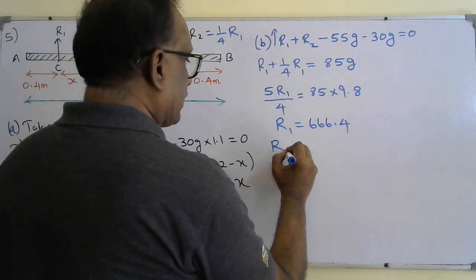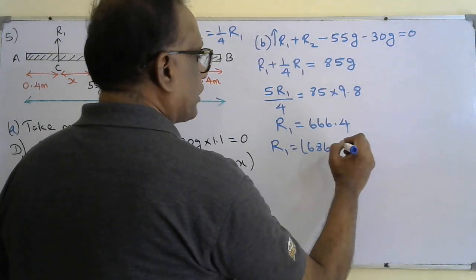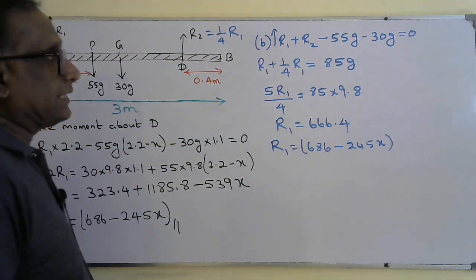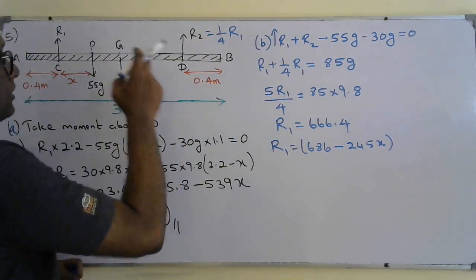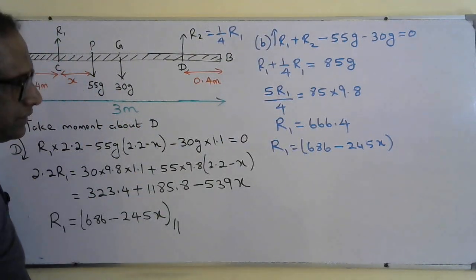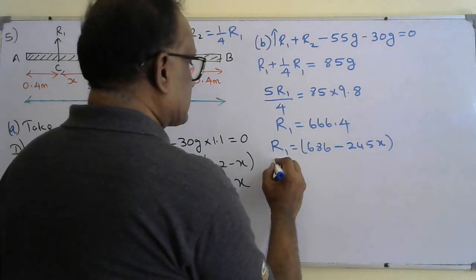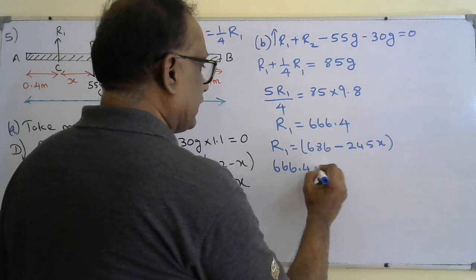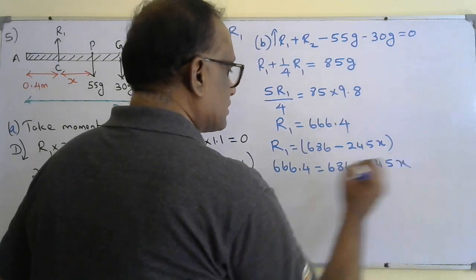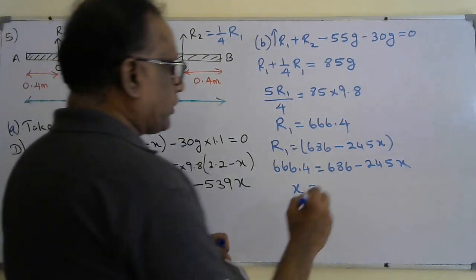So we know that R1 is equal to 686 minus 245x. Okay, so carefully use the technique. Don't find in terms of R2. Don't put this as 4R2, then you will find the R2, then you have to find the R1. You can, but you have to keep it in that format. So 666.4 equals 686 minus 245x. Solve it and find the x. You'll get x as 0.08 meters.